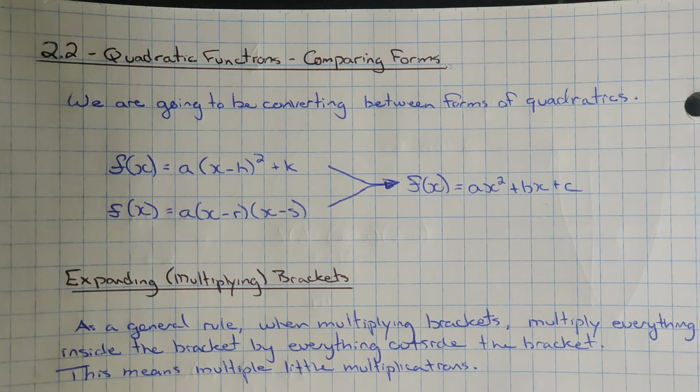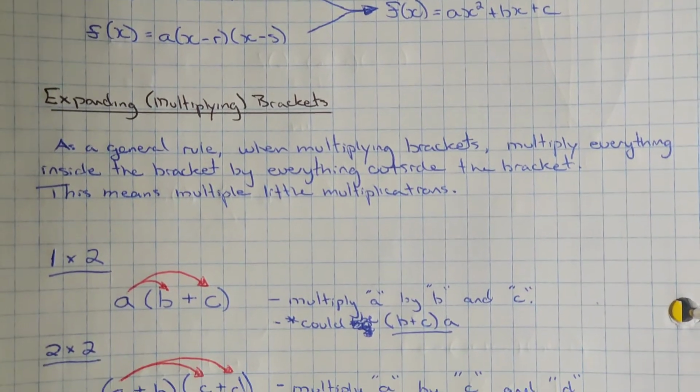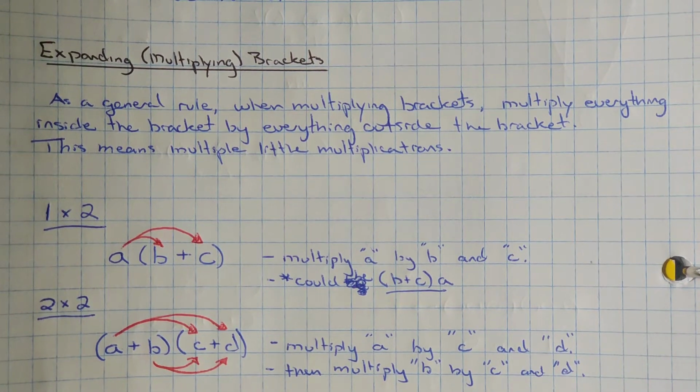First thing, expanding or multiplying brackets. So when you hear the term expanding in math, what we're talking about is multiplying out things that involve a bunch of brackets and algebra. So as a general rule, when we're multiplying our brackets, what we're going to do is multiply everything inside the bracket by everything outside the bracket. And so they're just a whole bunch of successive multiplications.